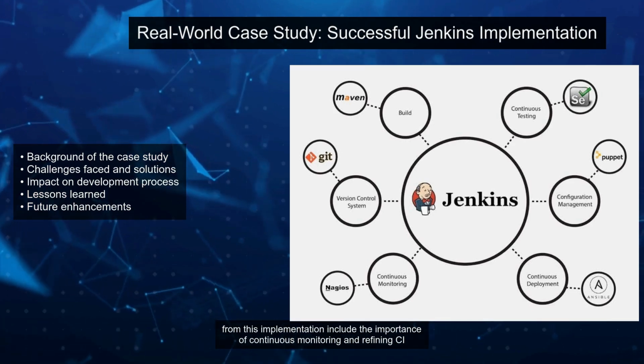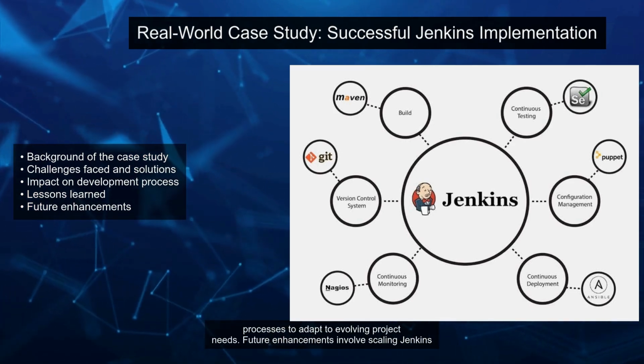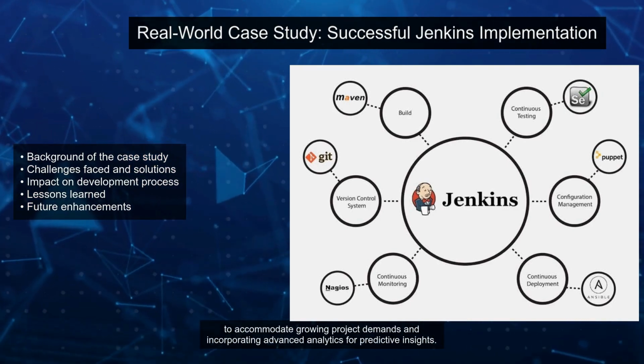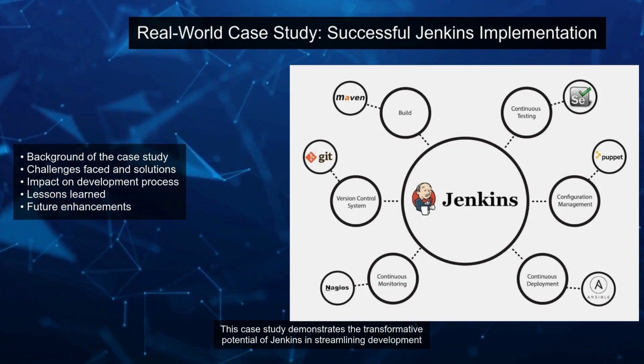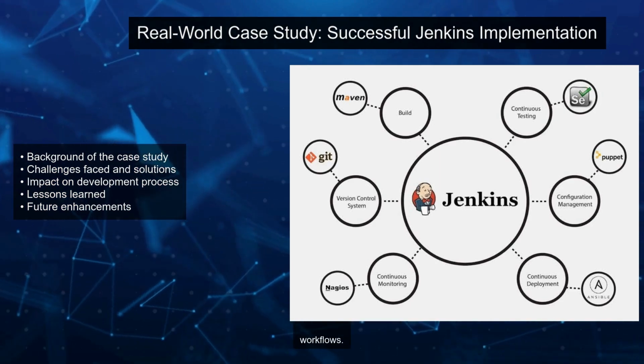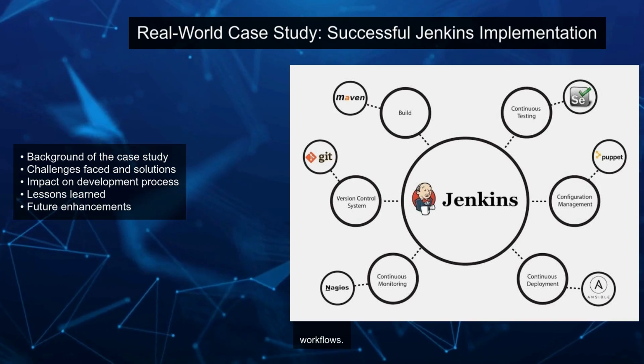Lessons learned from this implementation include the importance of continuous monitoring and refining CI processes to adapt to evolving project needs. Future enhancements involve scaling Jenkins to accommodate growing project demands and incorporating advanced analytics for predictive insights. This case study demonstrates the transformative potential of Jenkins in streamlining development workflows.